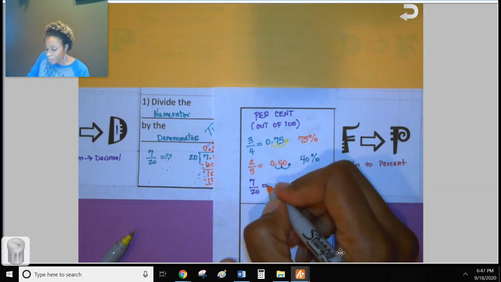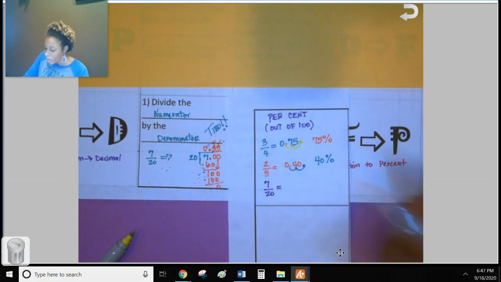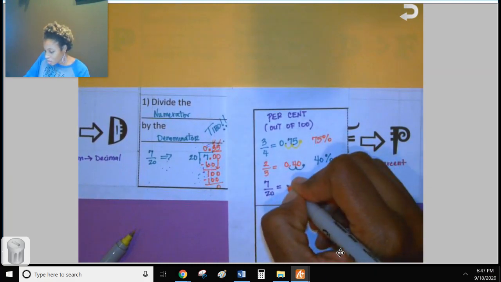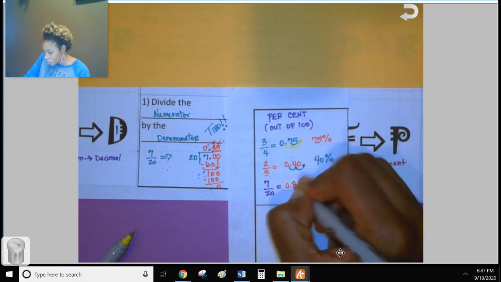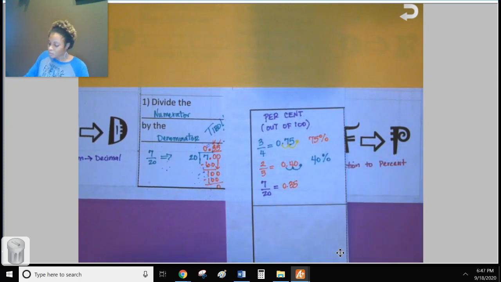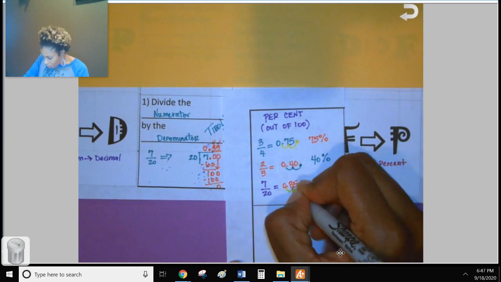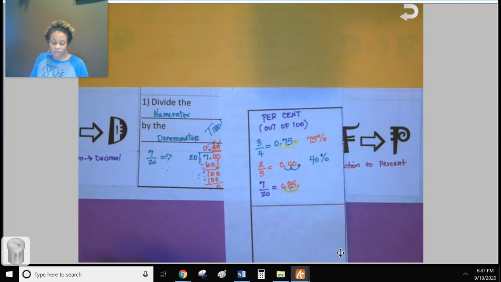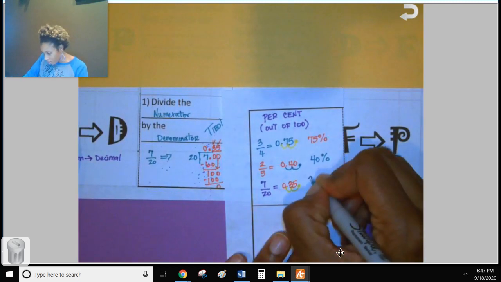Well, hopefully you remember from our work, which is right here, that 7/20 is 35 hundredths. We know that we need to move our decimal 2 places to the right, 1, 2, and then 35 hundredths would become 35%.